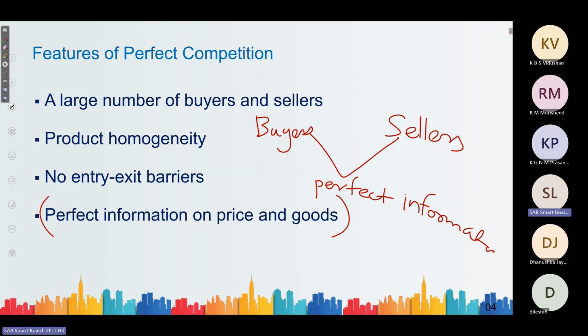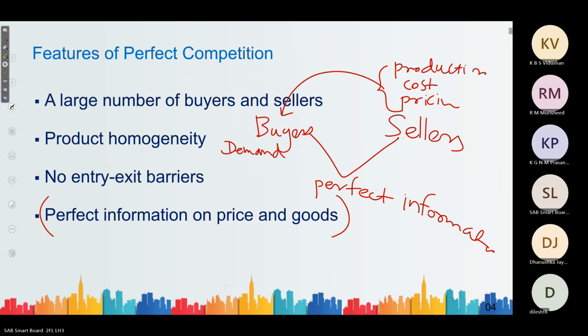Cost information, production information, pricing information, all are known to the buyers. Demand related information of buyers is perfectly known to the sellers. So every piece of information is perfectly known to both parties.